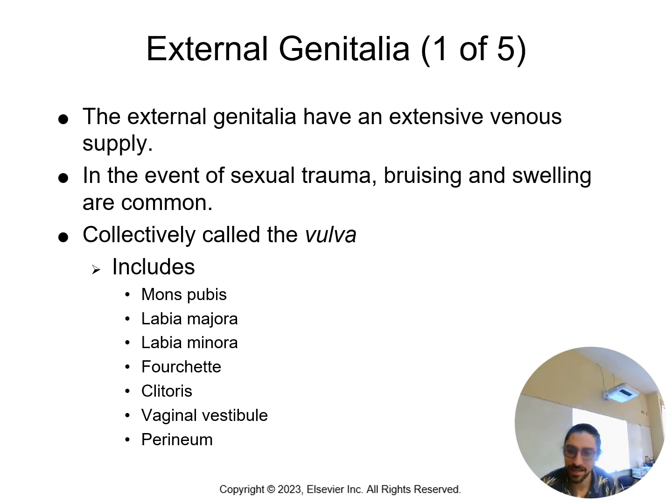External genitalia have extensive venous supplies. So that is something to be aware of with women, that it's not just like men. I believe the testicular skin surface has a decent amount of blood flow, but generally speaking, the pubic area does not have nearly as much blood flow or vasculature as women have in their external genitalia.